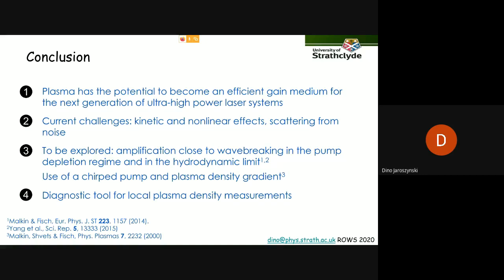And we've also been able to use it as a diagnostic tool for the measurement of the local plasma density. So you can think about, if you transfer this to other types of systems, for example, fusion-related plasma, in a tokamak, if you collide two laser pulses locally with suitable frequency laser pulses, you can then directly measure the local plasma density.